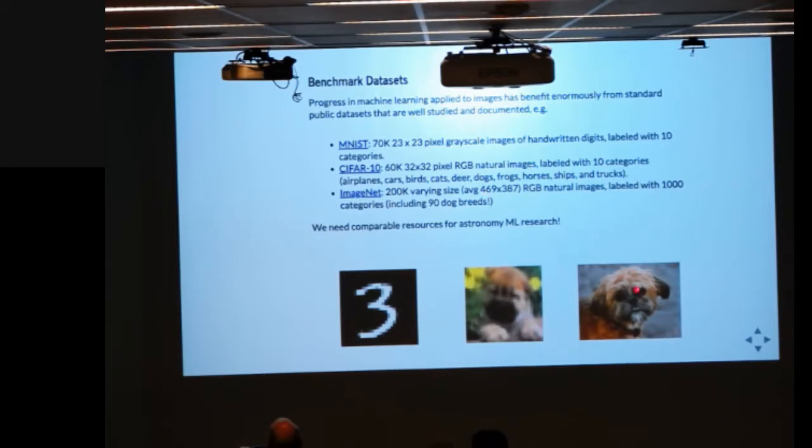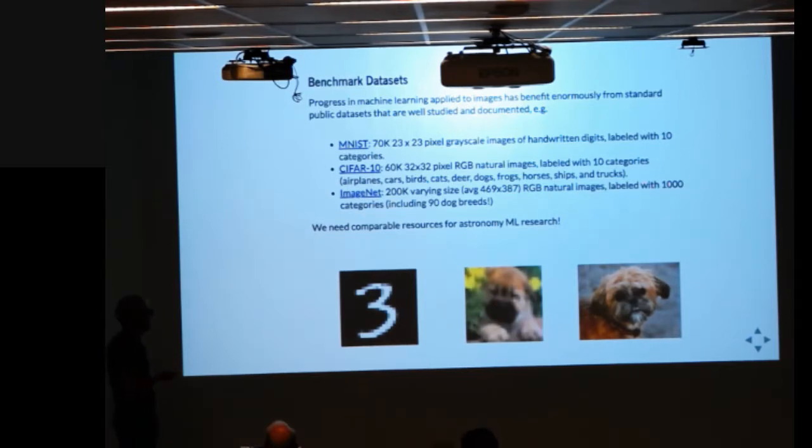So these are real photos. They have different aspect ratios, different sizes. Both of these are color images, so they have RGB. So the astronomy analog would be different filters, if you have the five Stone filters, but they're varying sizes. The average is about 470 times 400, and these are labeled with 1,000 categories.